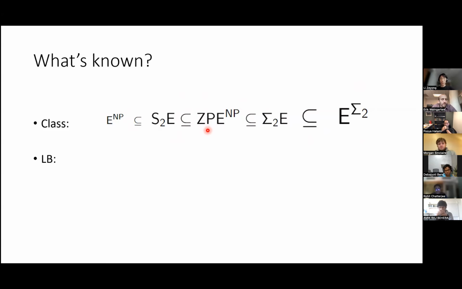So what kind of circuit lower bounds do we know about this? From the previous slides, we know that for this class, E to the Sigma 2, we have a 2 to the n over n circuit lower bound. So I have a happy face here.